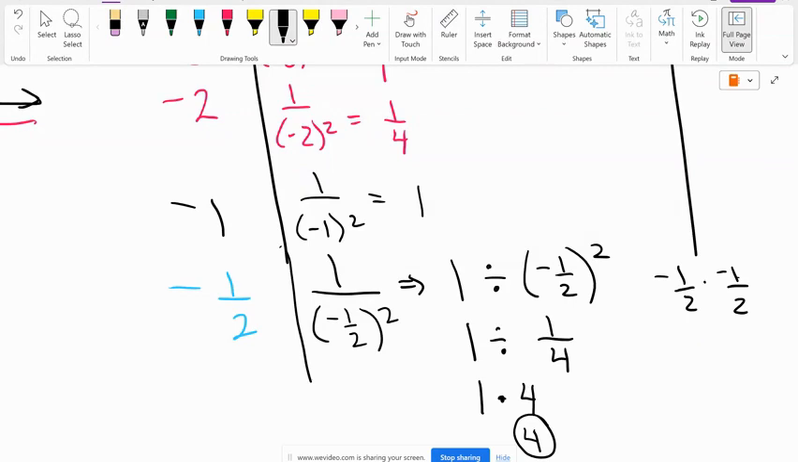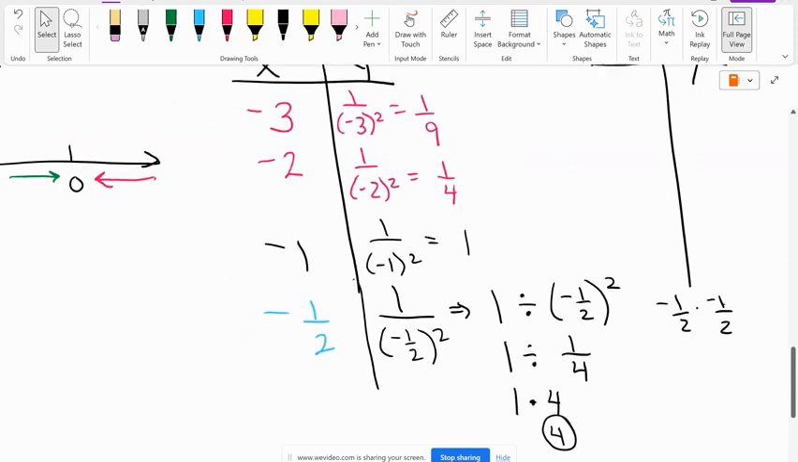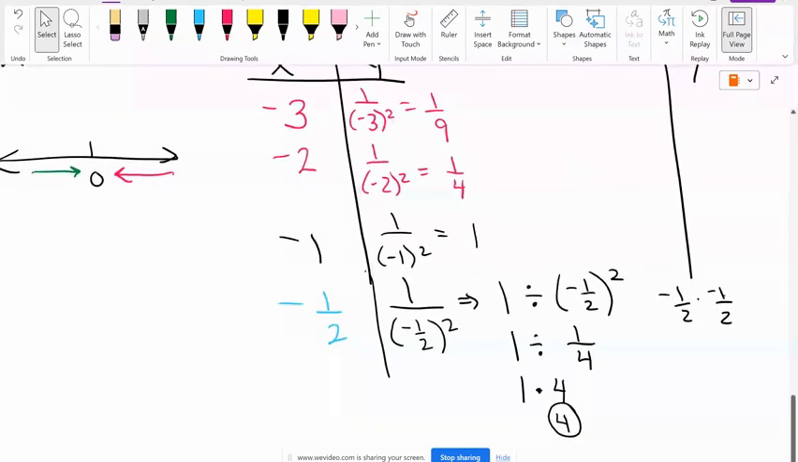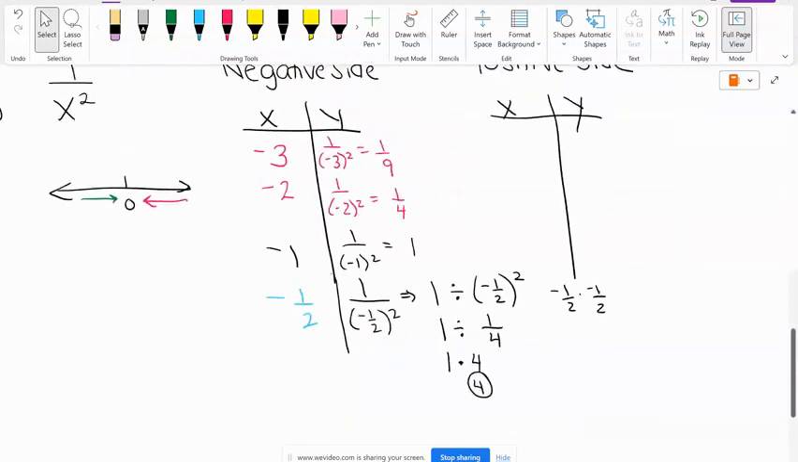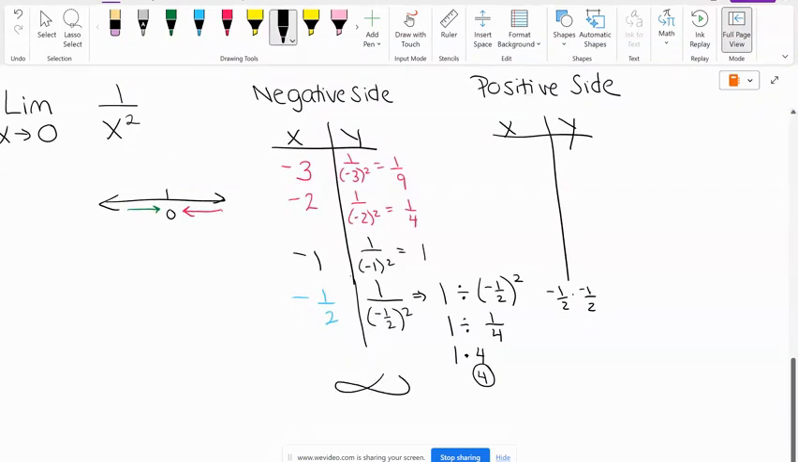Hooray. So what does it look like is happening here? We're going from 1/9 to 1/4 to 1 to 4. This is growing exponentially. Where is it going to? Infinity. So on the negative side, it is going up and up and up to infinity. Would the next number be 9? It depends on what you plugged in. If you did 1/4, it's going to go to 16.